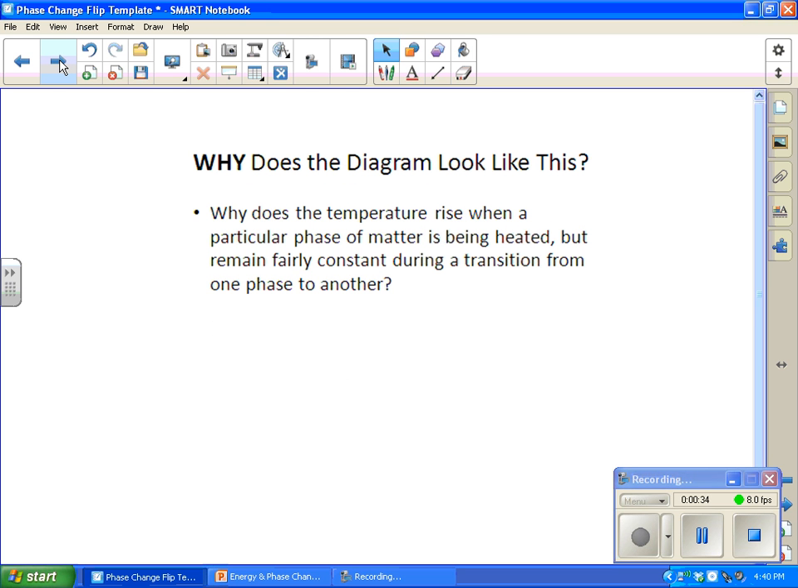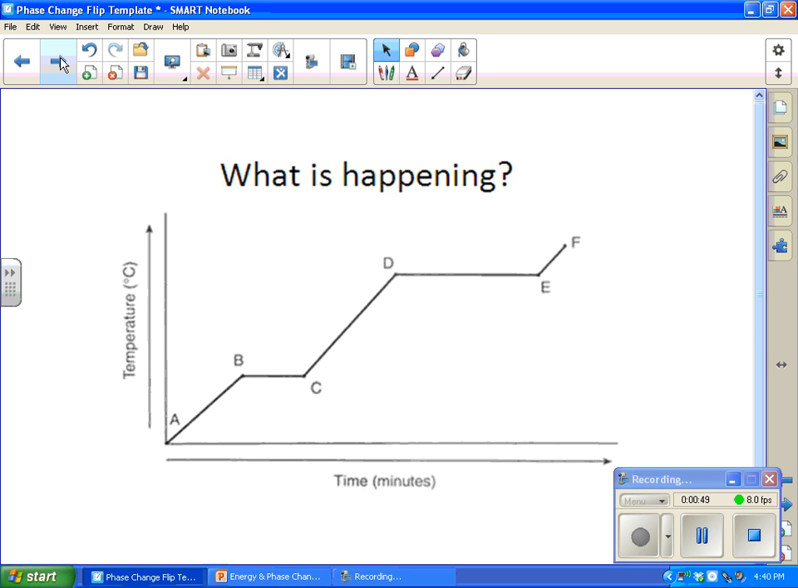Why does the diagram look like this? Why does the temperature rise when a particular phase of matter is being heated, and then remain fairly constant during a transition from one phase to another? First of all, let's look and see what is happening here.